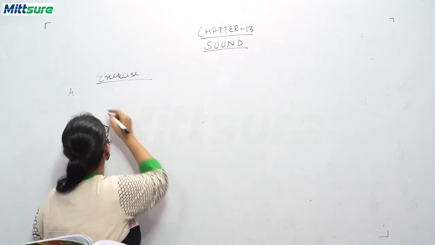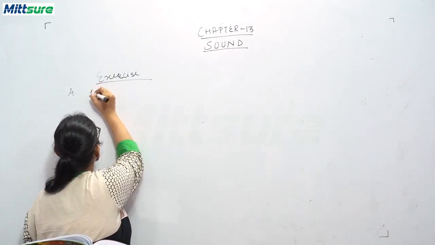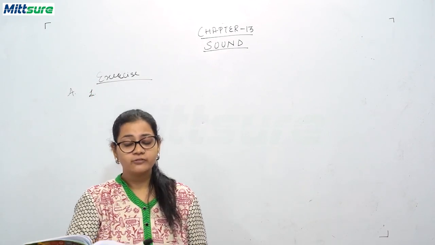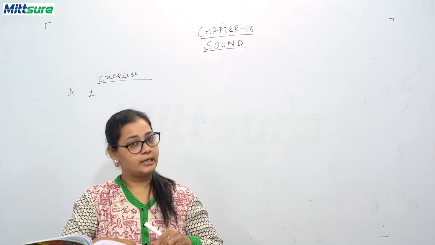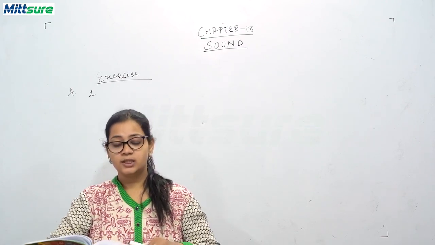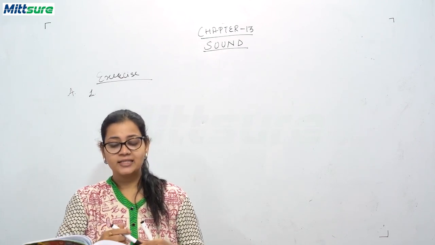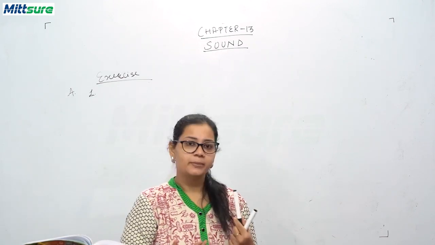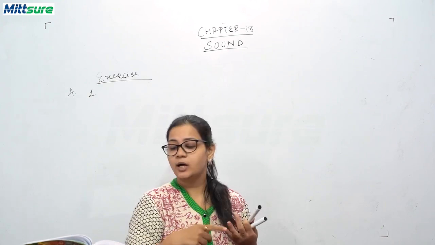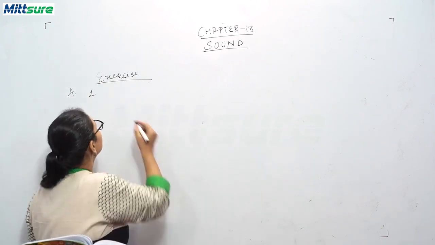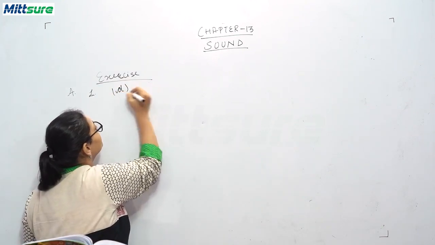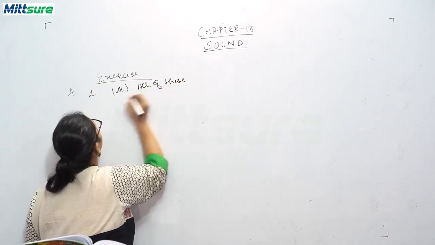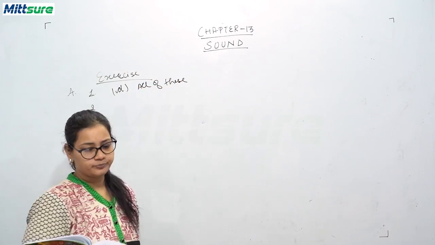Now the first question is, the medium for the propagation of sound is A. Air, B. Water, C. Iron and D. All of these. So you know the sound can travel in all mediums, so air, water, iron and all of this. So the correct option is D. All of these.